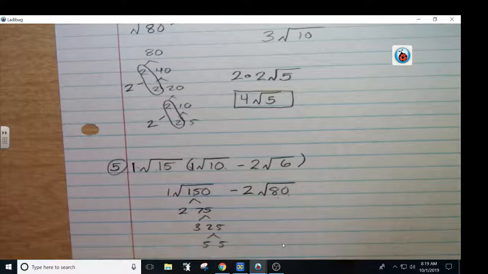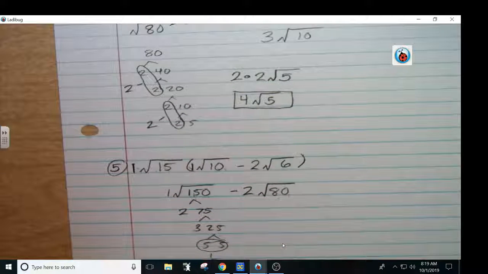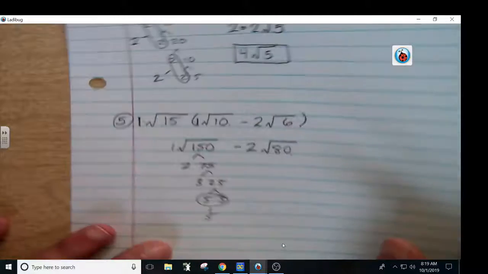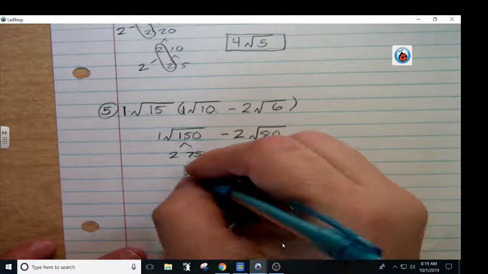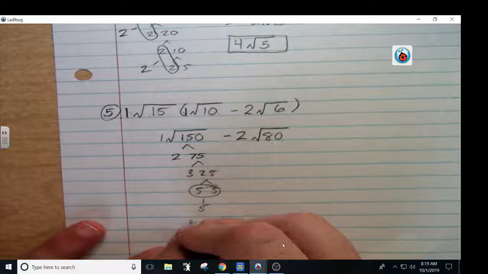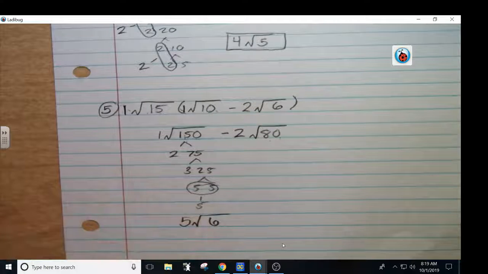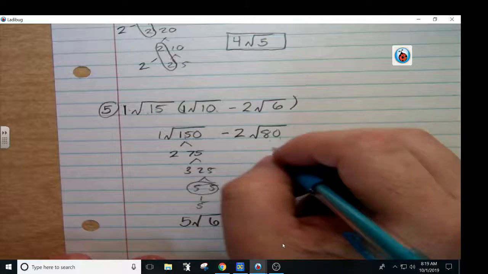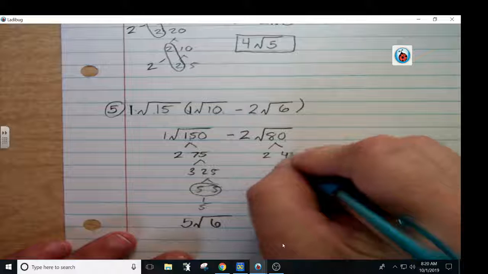Now, we've got a group of 5, and we've got a 2 times 3 that needs to go back on the inside. 2 times 3 is 6. So that's 5 square root of 6, the square root of 150 simplified. Now, let's do this 80 here. That's 2 and 40.